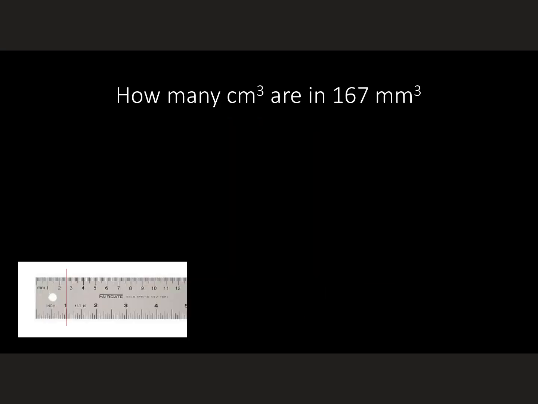Okay, so here we have a unit conversion problem. Unit conversion problems are extremely important because if you know how to do unit conversions, the rest of chemistry is pretty easy. So how many centimeters cubed are in 167 millimeters cubed? So let's say 167 millimeters cubed. I always start by putting it over 1. Okay, so the units here, millimeters cubed, that's the same thing as saying millimeters times millimeters times millimeters, right? So it's cubed, all 3 of those.